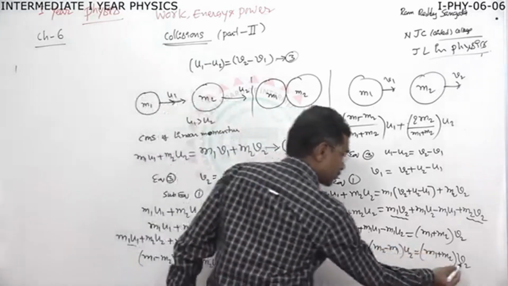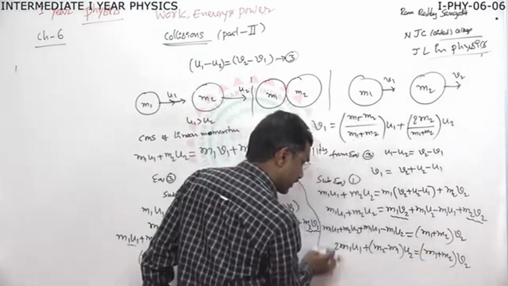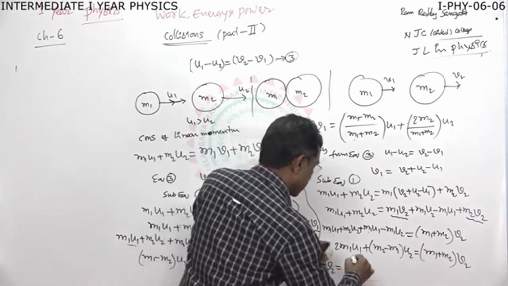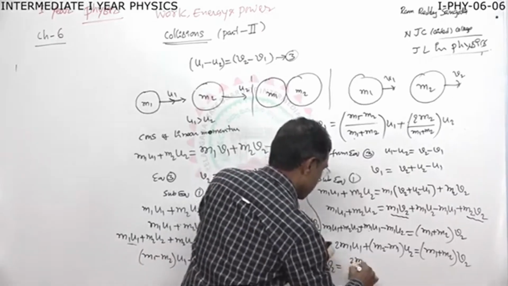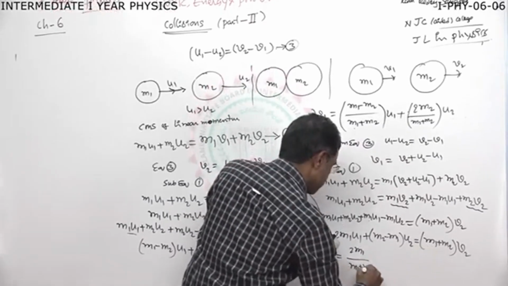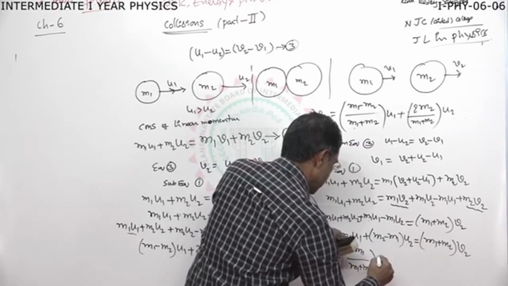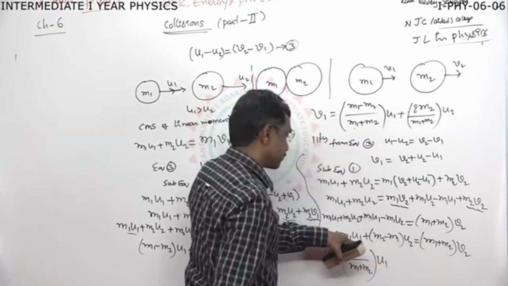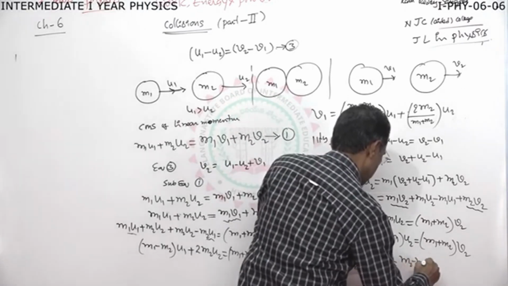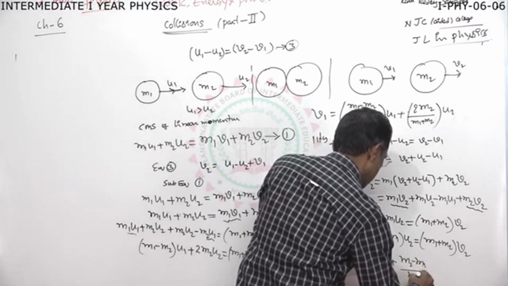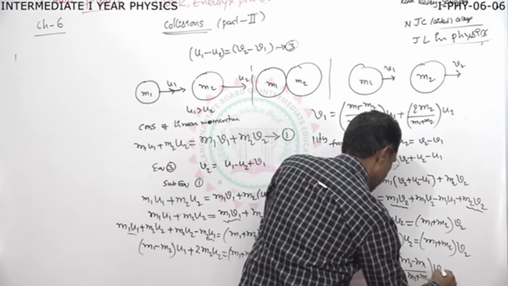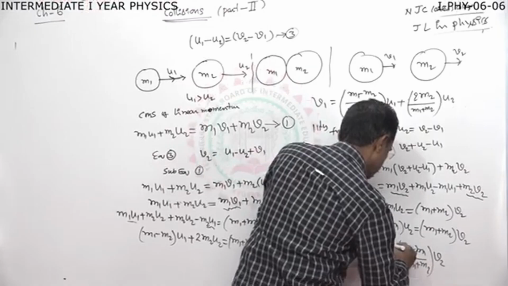Now we want an equation for V2, send it that side, that goes to denominator. I will write directly, therefore V2 is given by 2M1 divided by M1 plus M2, this term comes to denominator, multiplied with U1, plus M2 minus M1 divided by M1 plus M2 multiplied by V2.